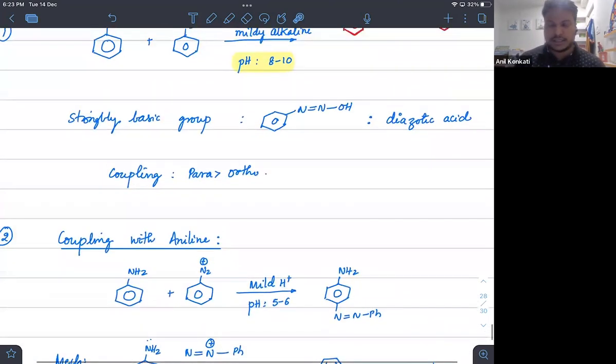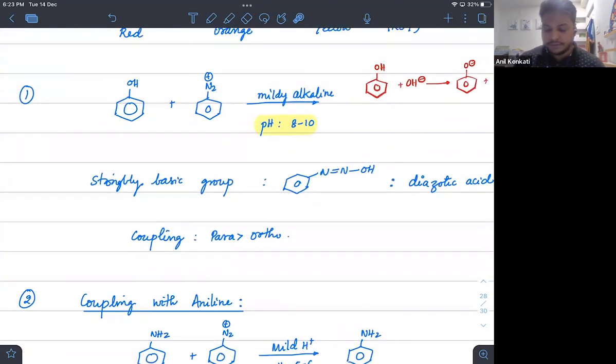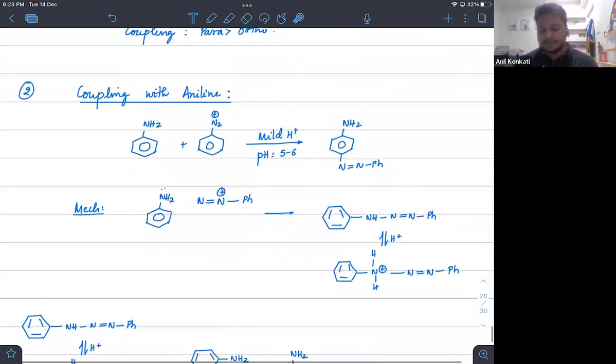Usually if you compare ortho and para, at para the resonance will be more straight. I mean, it will have a more straight resonance. So the product formation is always seen more at para than ortho. Okay. Now see with aniline.